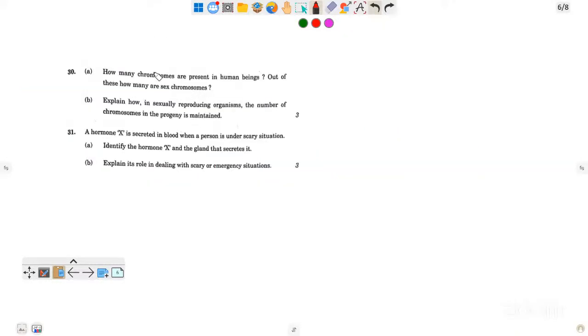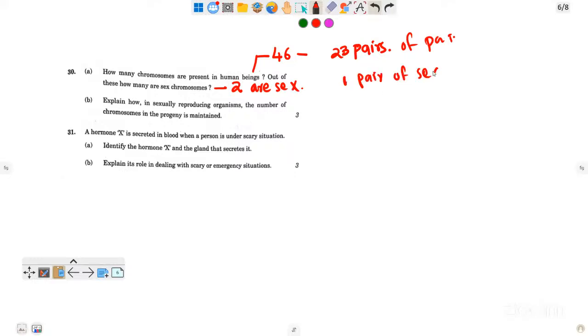The next question: how many chromosomes are present in human beings? You can write 46 chromosomes, or otherwise 23 pairs of chromosomes are present. Out of these, how many are sex chromosomes? Out of these, 2 are sex chromosomes, or you can write 1 pair of sex chromosomes. Both are correct.